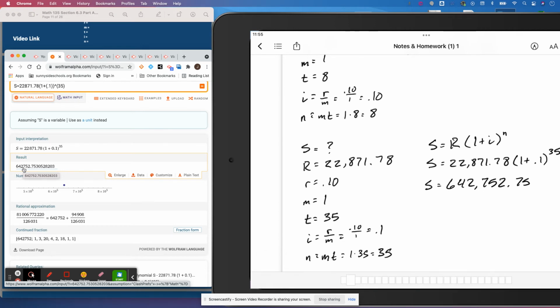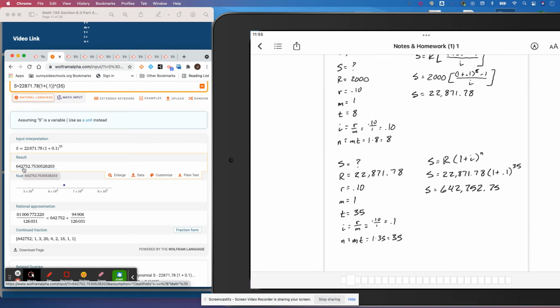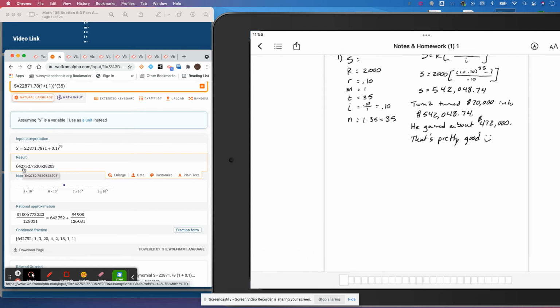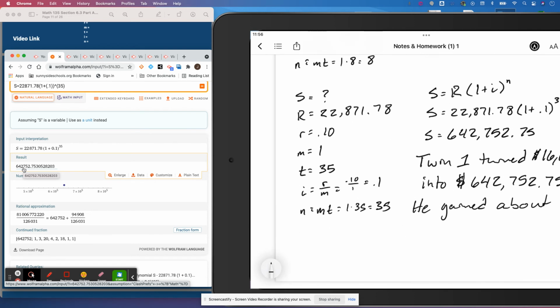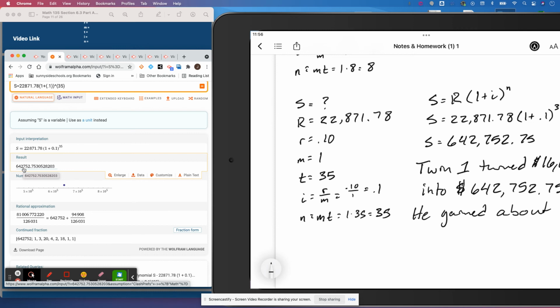So if we were to compare these two twins, everyone, this guy ends up with 642,000. Let's go ahead and just finish the statement about this guy. What did I write about twin 1? Twin 1 turned the initial investment of $16,000 into $642,752.75. So he gained, how did I word it over here, everyone? He gained about, and if we subtract 16,000 from that, what would we have? We would have 626. He gained about $626,000 for doing nothing.